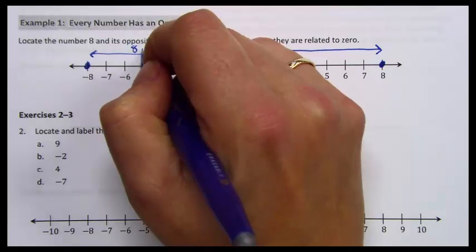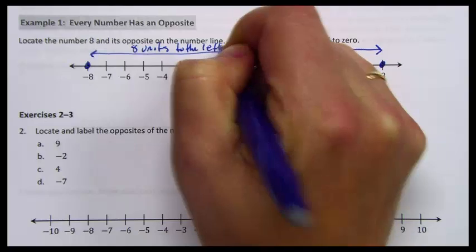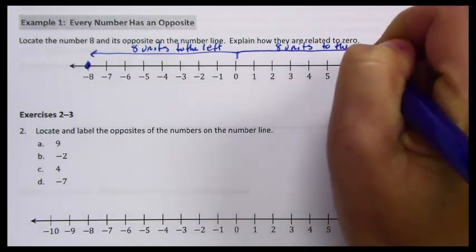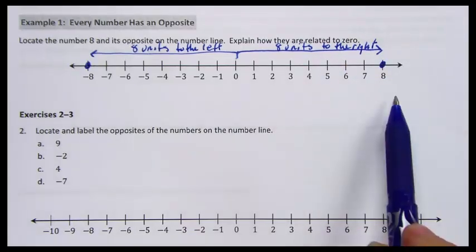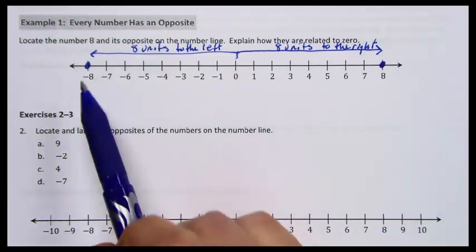So 8 units to the left, 8 units to the right. Negative 8 is the opposite of 8, and 8 is the opposite of negative 8.